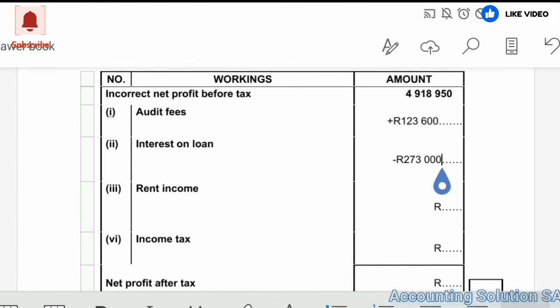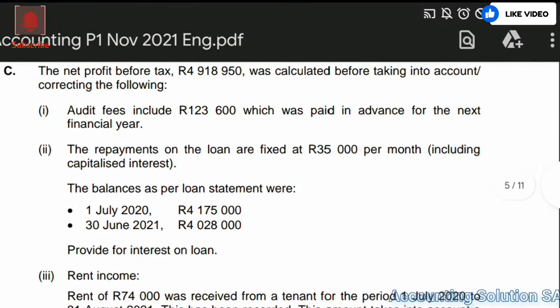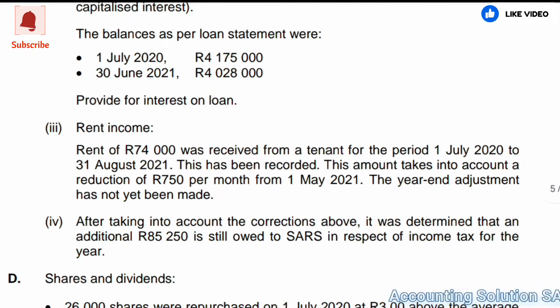Don't miss out the sign, whether it's a plus or minus. Please make sure that you indicate that. Okay, let's move to the next one. I hope you guys are following. Okay, then remember figure number 3, they said a rent of 74,000 was received from a tenant for the period of 1 July 2020 to 31 August 2021.